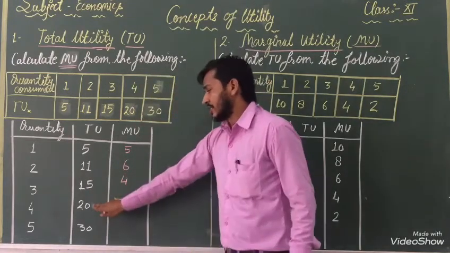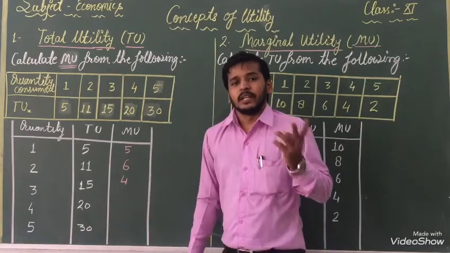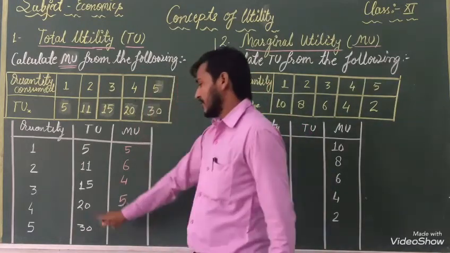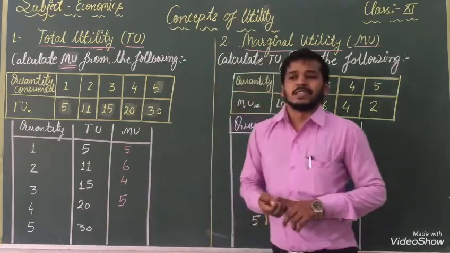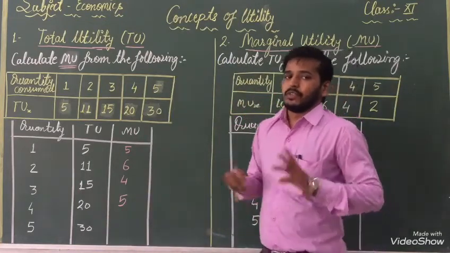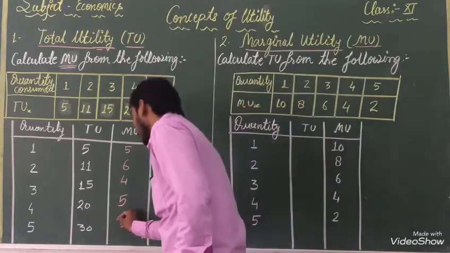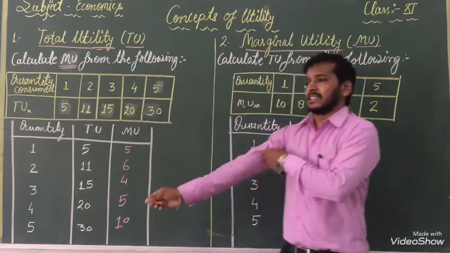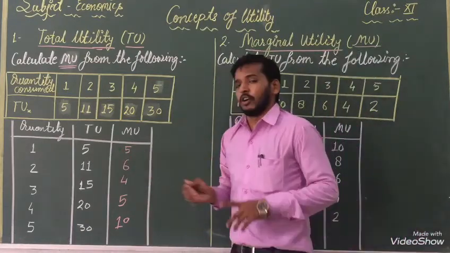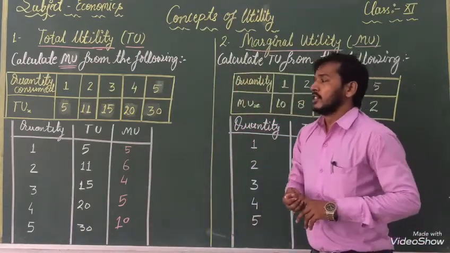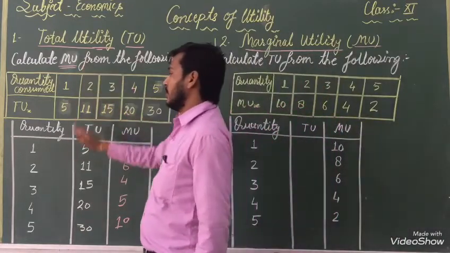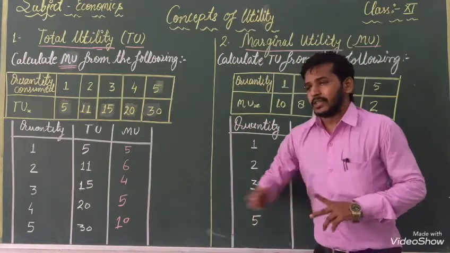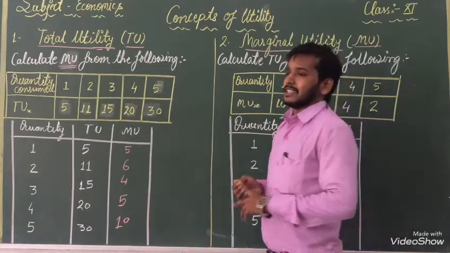4. Now next one, 20 and 15. Then 5. Next one, 20 and 30. With the help of that, we will get 10. Now we can say that with the help of this process, we can calculate marginal utility. The same thing we have to calculate with the help of this question and this example.